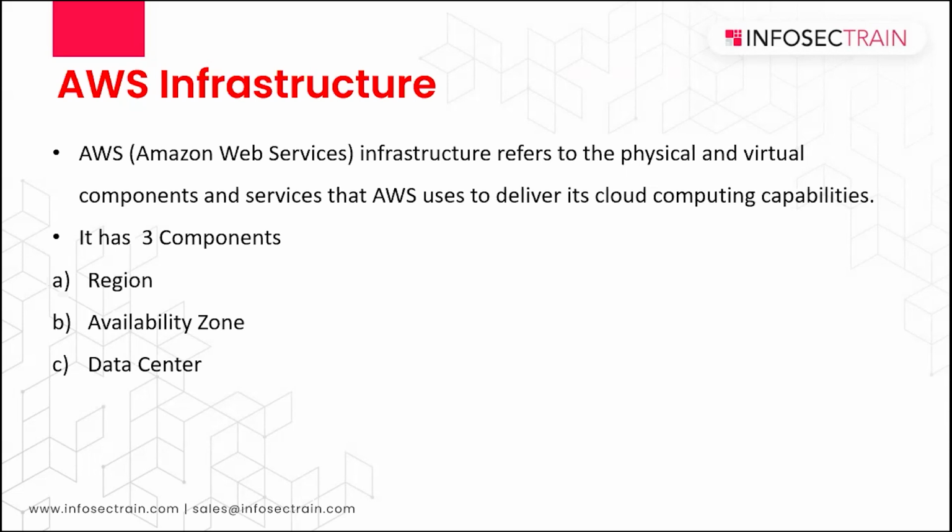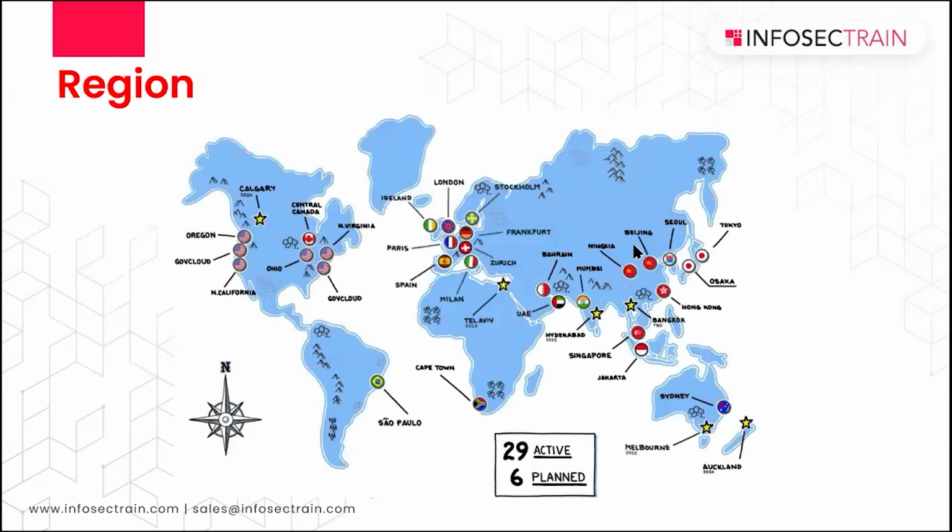So let's look into each component one by one. Region. Region is a physical location where AWS is present. They are present in India in two regions, Mumbai and Hyderabad, in the United States, in various parts of Europe, as well as in East Asia. So a region is a physical location where the cloud provider is present.